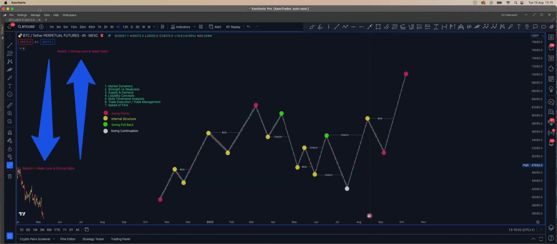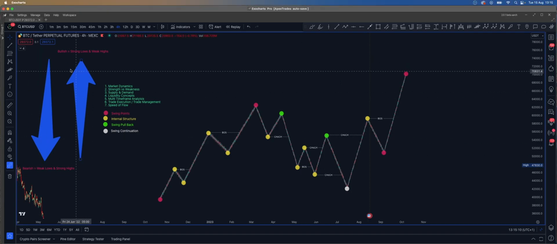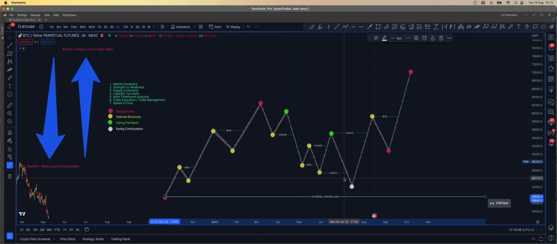Okay, so this is all relative to the swing, only the swing. Of course it's relative to the internal structure, but this becomes weaker as you get lower into the time frame. So on a 4 hour or a daily or a weekly or monthly, this statement becomes stronger and stronger, right? External, strong low. External, because the swing is the external. Internal is the internal structure. External is the swing points, right?